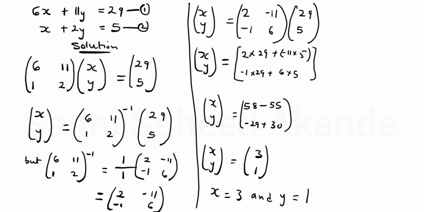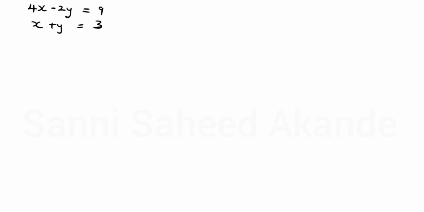Now this is another question. We have these two simultaneous equations, and we want to use matrices to solve them. So we have the solution. The first thing to do now is to write the matrix expression for these simultaneous equations. So the coefficient of x in equation 1, this is equation 1, this is equation 2. The coefficient of x in equation 1 is 4, and the coefficient of x in equation 2 is 1.